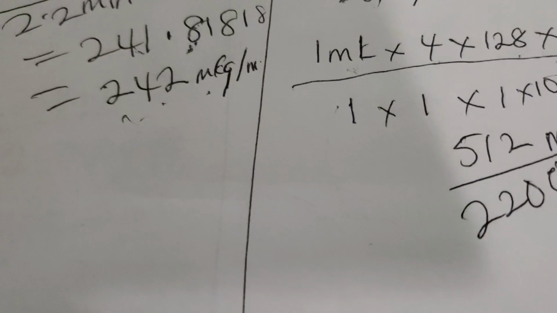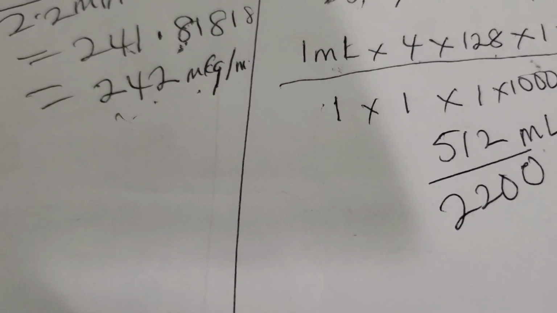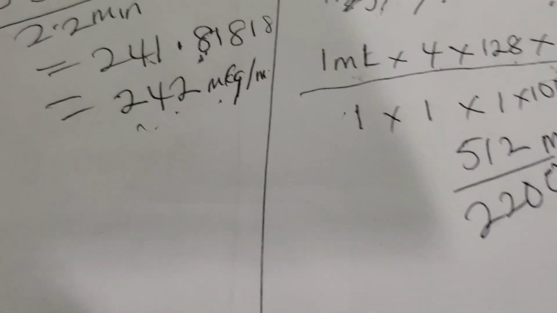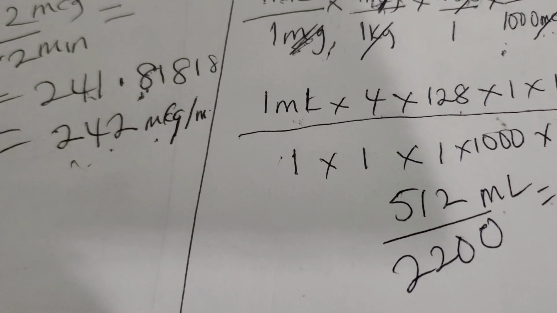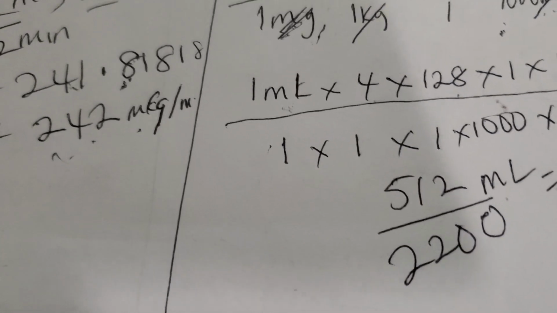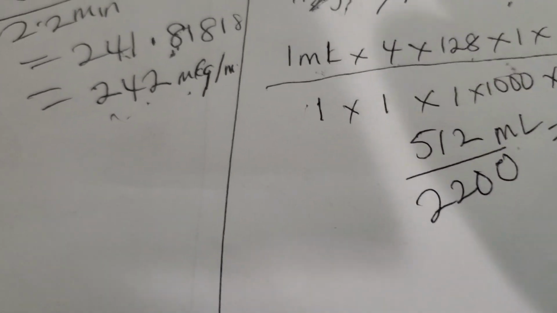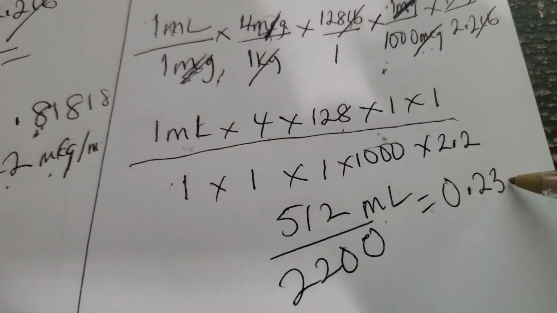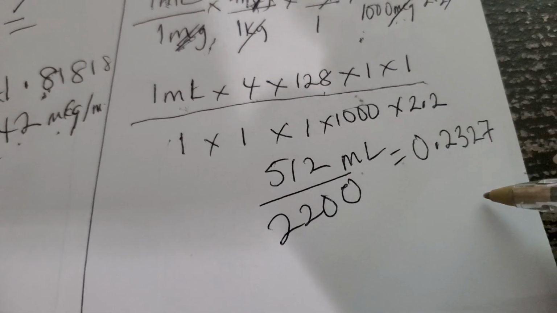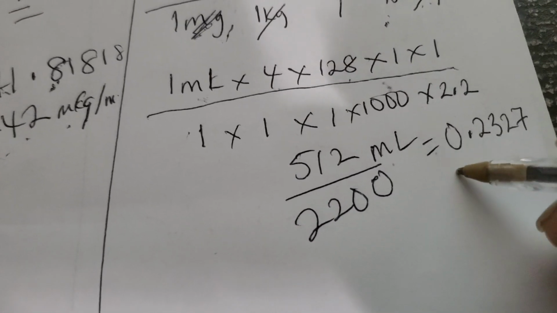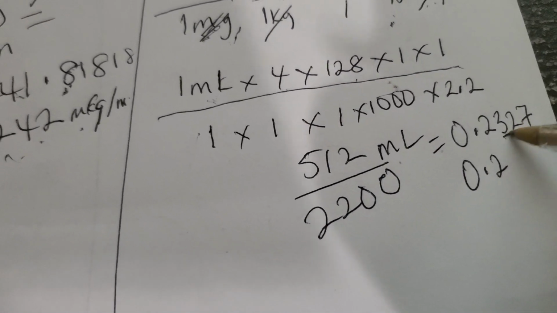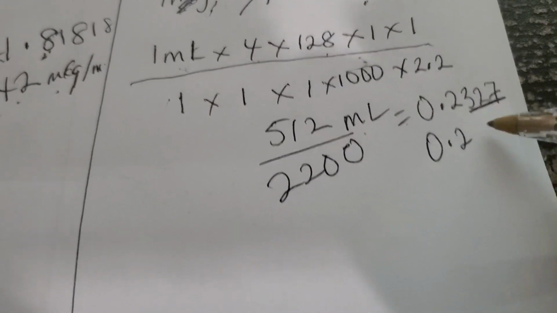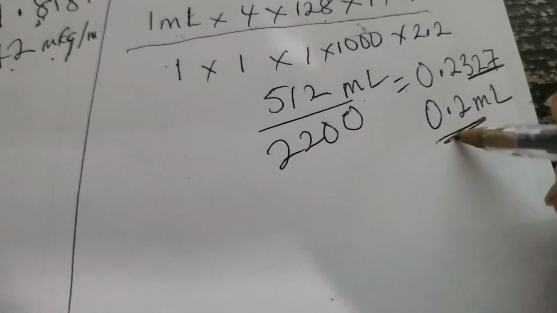1,000 times 2.2 gave us 2200. Okay. Now 512 divided by 2200 will bring us to 0.2327. So if we round to the nearest tenth, it's going to be 0.2. We have to drop the rest, these ones, because it's less than 5. So it's going to be 0.2 ml.